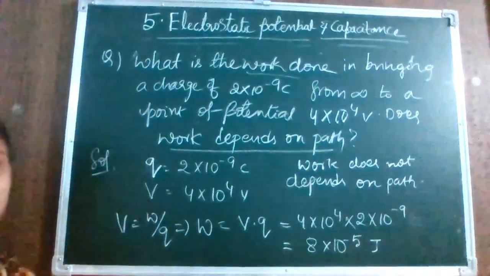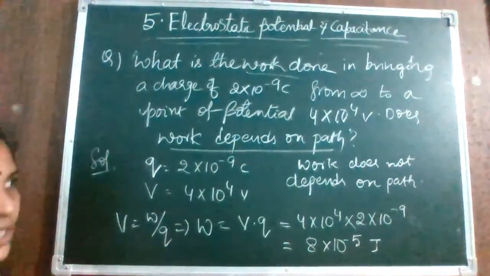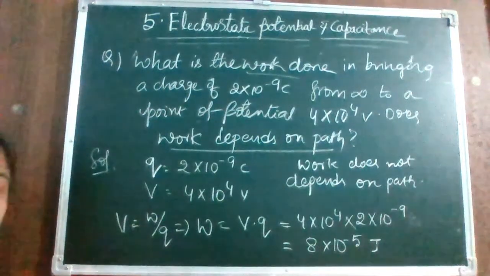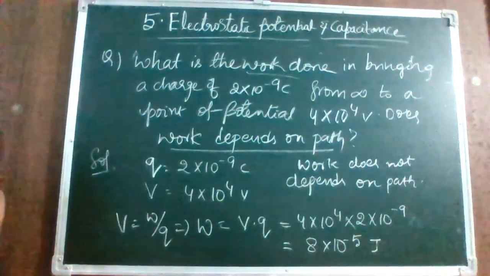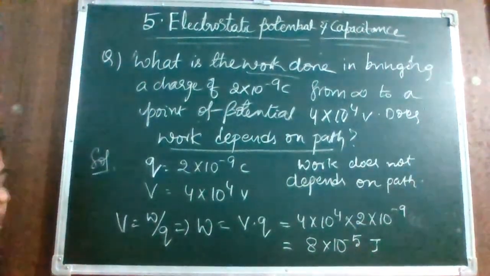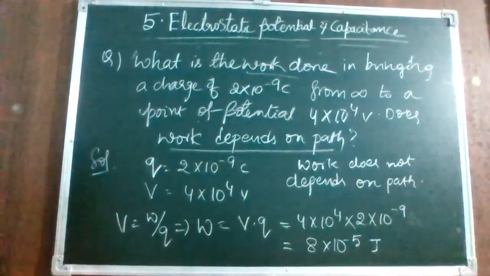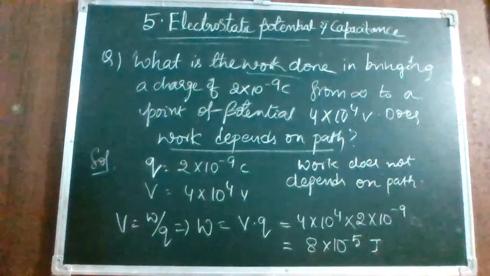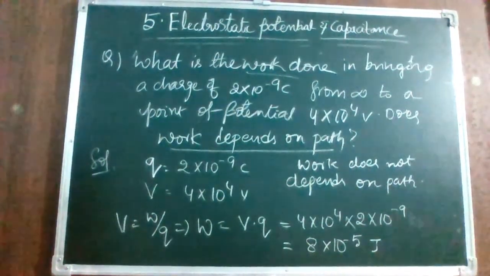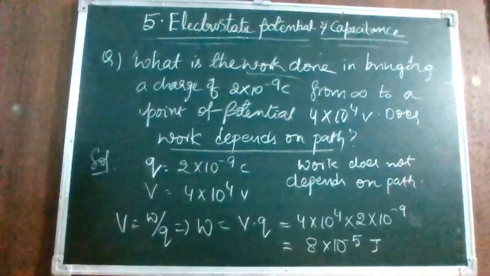Work does not depend upon the path. Only the initial and final points are important. Even if we take the potential difference or the energy difference, only the initial and the final points are important, not the path it follows. Why? Because the work done is conservative. From final to initial is equal to initial to final. So the work done is conservative, so it does not depend upon the path.